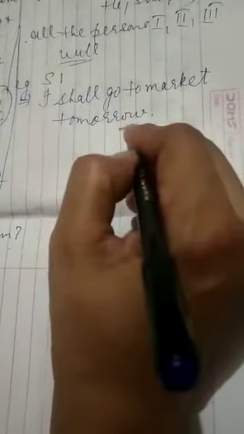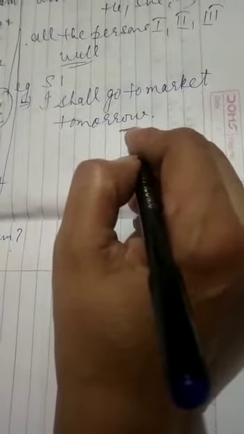मैं कल बाजार में जाऊंगी. It tells about the future. So definitely there will be some word indicating the future. I shall go to market tomorrow.